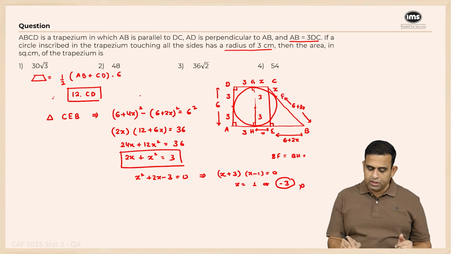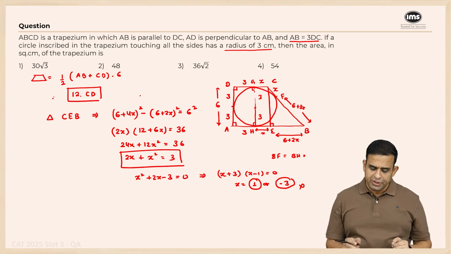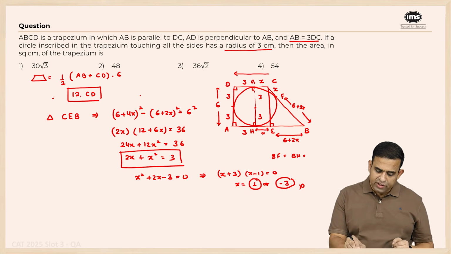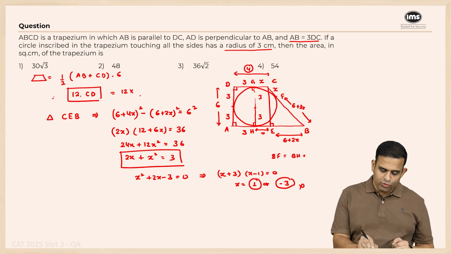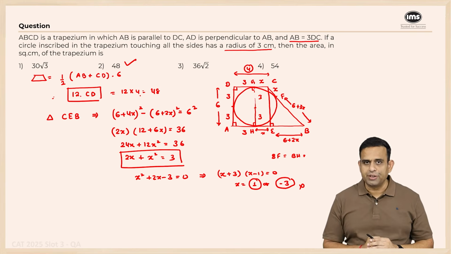This should be discarded. So we got the value of x to be equal to 1, which means the length of CD will come out to be equal to 4. That's why 12 into 4 will become equal to 48. So now we have a foolproof answer that option number 2 must be the answer over here.